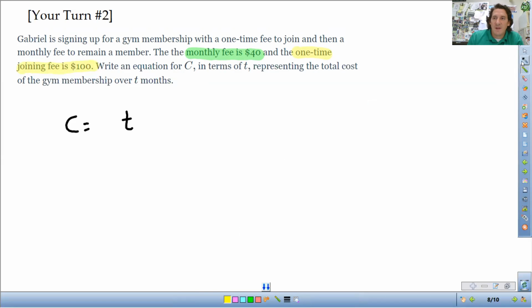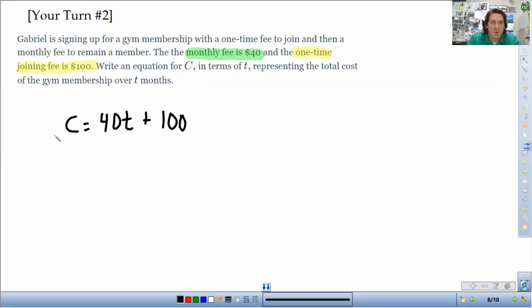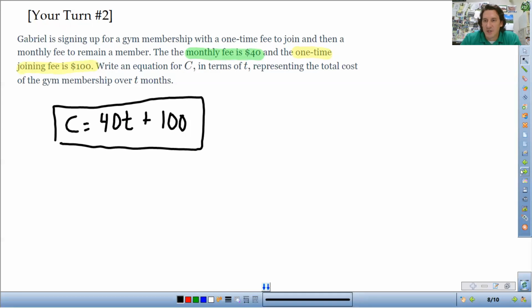The monthly fee gets multiplied by the T, and then the one-time fee gets added at the end. So the cost of joining the gym is going to be $40 per month plus $100 starting fee. All right, next question.